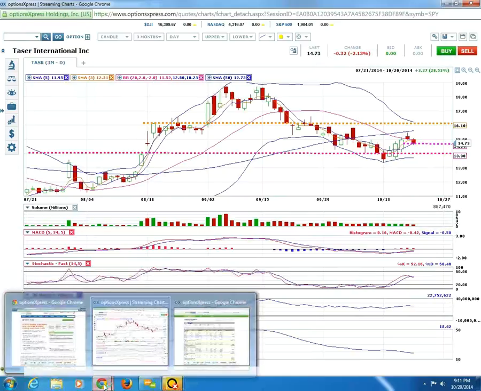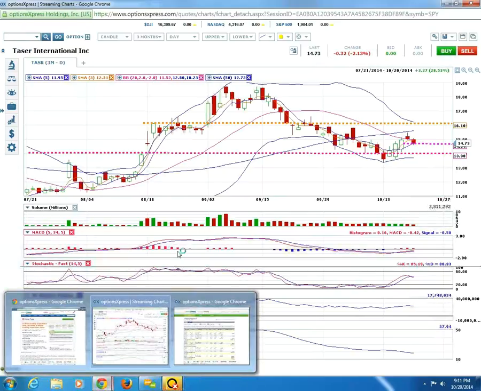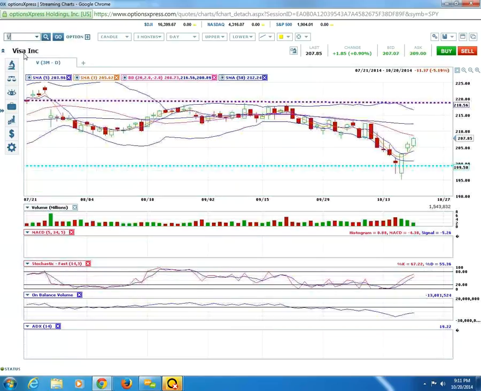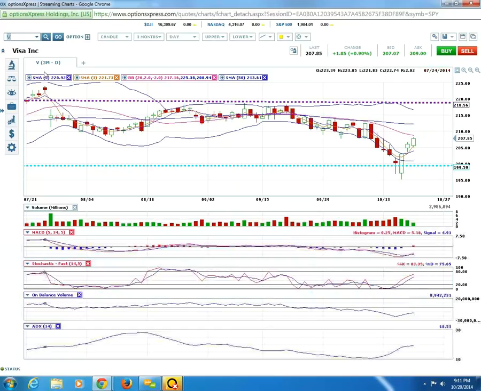Visa. Which stock? Visa. This was our favorite. We called this stock to go below 200. It went to 195 and then had a huge bullish engulfing pattern. It is now trying to get back to the 50-day moving average. Again, the 50-day moving average is probably going to be key to the whole market.